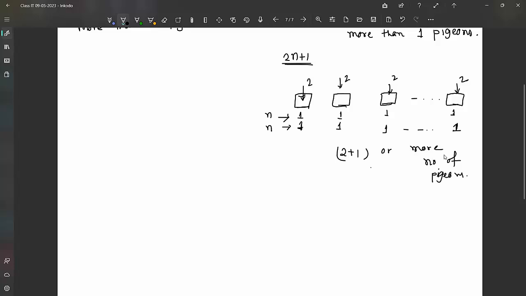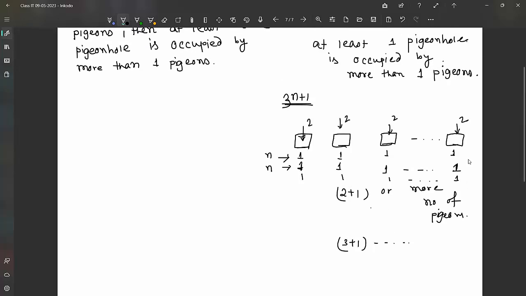Same case, if it is 3n plus 1, then you have to give 1, 1, 1 again in the row. Then again you have 1 remaining, so you have to put it in one place. So that means 3n plus 1 number of elements in the pigeonholes. So this is the concept. From here, the generalized case of the pigeonhole principle occurs.